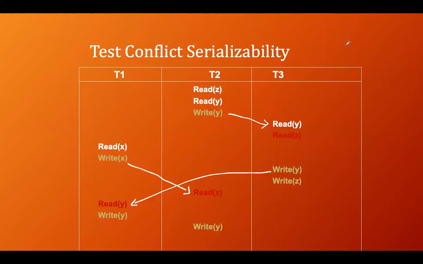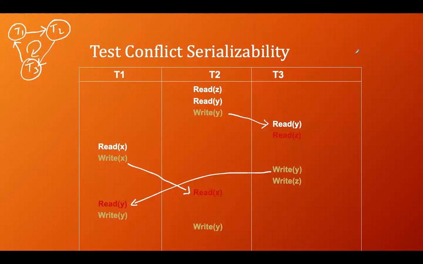Okay, so this is the conflict we have. How will we make the precedence graph? T1, T2, T3. T2 to T3, there is one conflict. T1 to T2, there is another conflict. T3 to T1, there is another conflict. If you see this graph, there is a cycle.